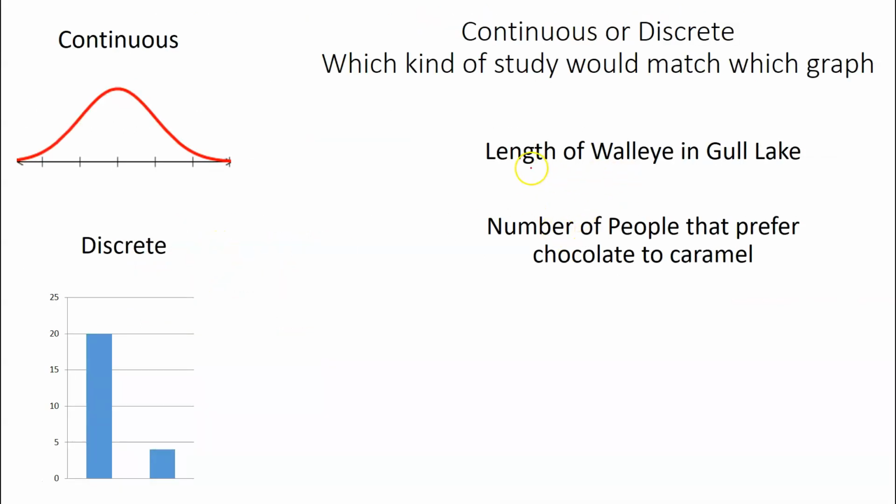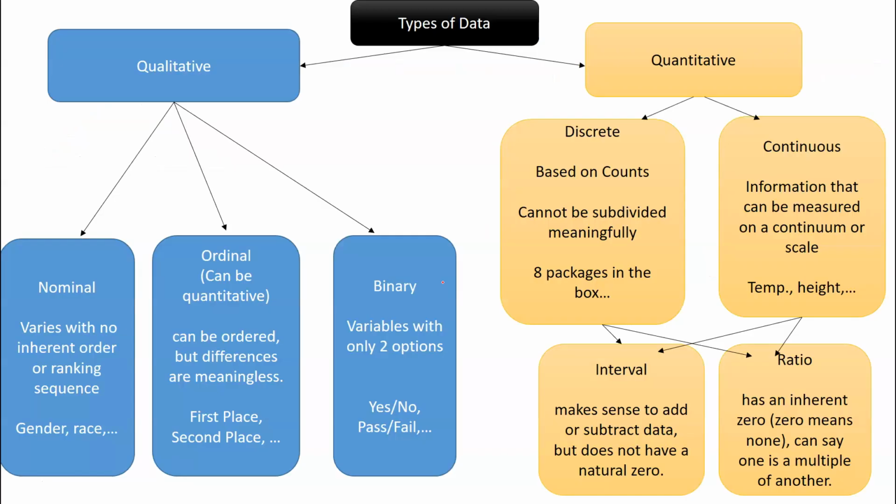I get to some examples here. Length of a wall angle, well, that's got to be continuous. The number of people that prefer chocolate to caramel, well, that's going to be discrete. You can't have half a person. You might have a statistic of half a person because you're averaging, but when you're counting, you can't have half a person. Okay.